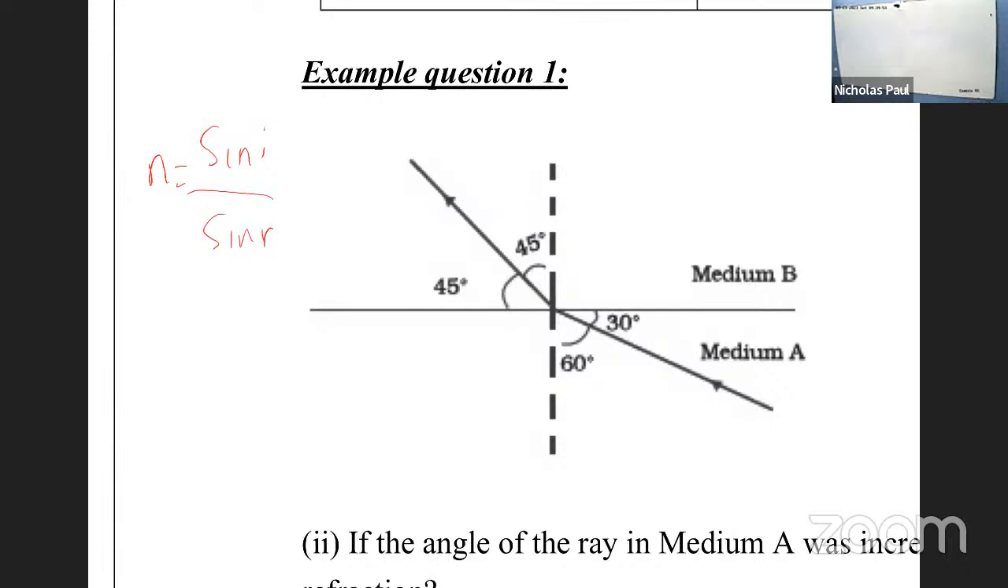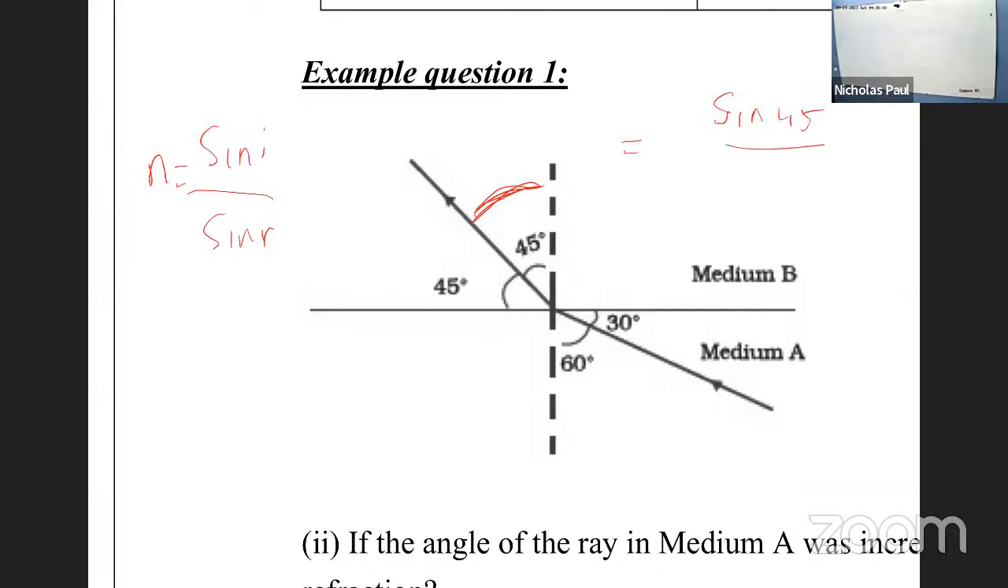If you look closely there, what is the angle of incidence? 45. You always measure the angle where? Between the normal and the ray. So right here, always between normal and the ray. So the angle is 45. So that'll be sine 45.